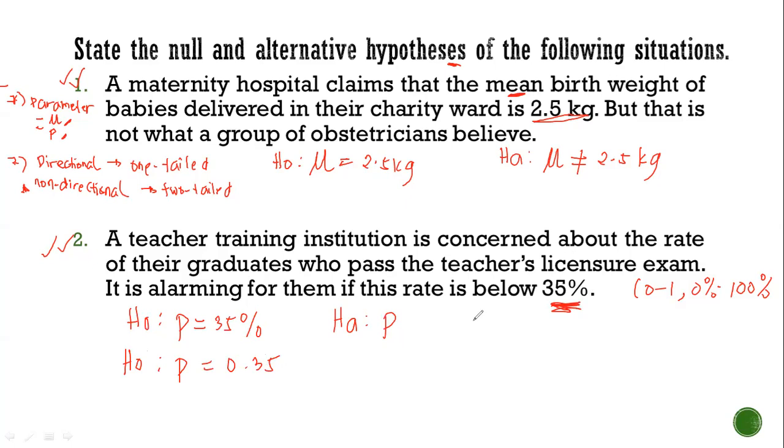Okay? Next one, dito na natin iisipin. Ano kaya itong alternative natin? Is it directional or non-directional? So it is alarming for them that this rate is below 35%. Is it directional or non-directional? You may share your answers on our chat box. Directional kaya siya or non-directional?